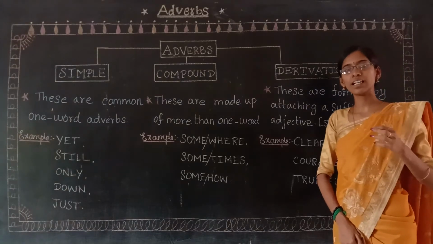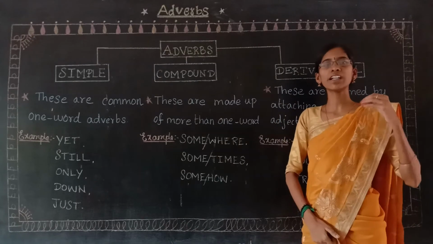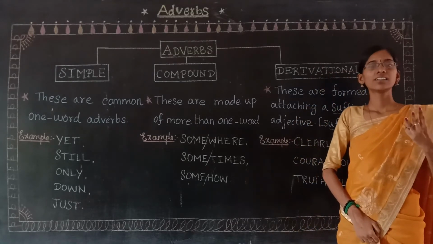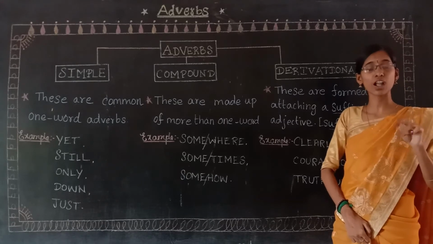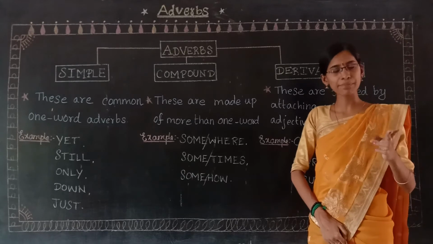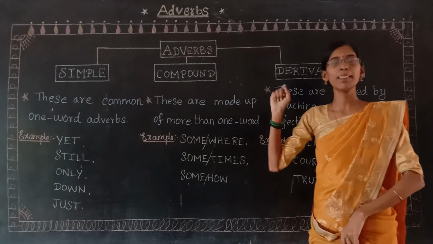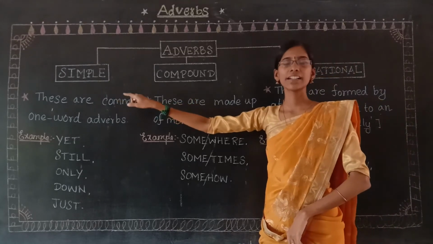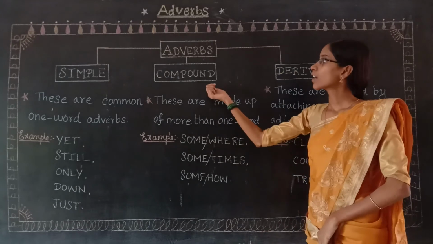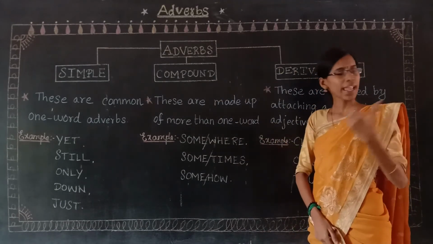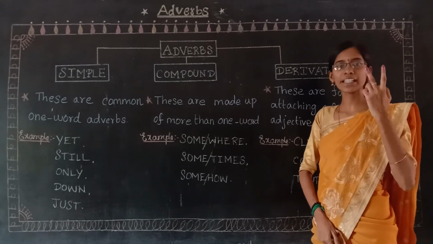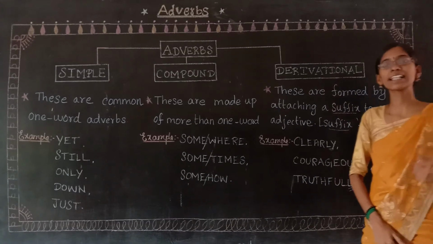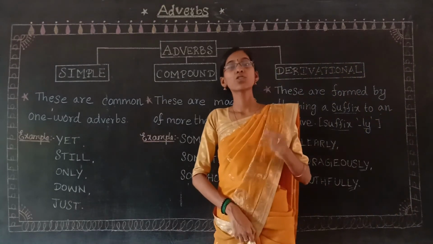So in this session, what did we learn? The classification of adverbs. If someone asks you what are the classifications of adverbs, without any confusion you have to tell them that there are three classifications of adverbs in English grammar. There is a difference between types and classification. What are they? One is simple, the second one is compound, and the third one is derivational. We can explain the simple adverb as commonly used one word adverbs. Then compound adverbs are made up of joining more than one word. We are joining two words to form the compound adverbs. And the third one is derivational adverbs. These are formed by attaching a suffix, especially ly or y, to an adjective.